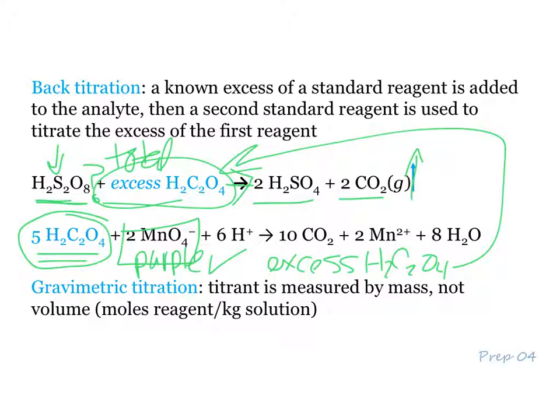In our final type of titration, we see that when we measure a titrant by mass rather than by volume, this is considered a gravimetric titration. While this is touted as the gold standard of titrations, I have yet to see any examples of this put into regular practice, especially in the teaching lab.